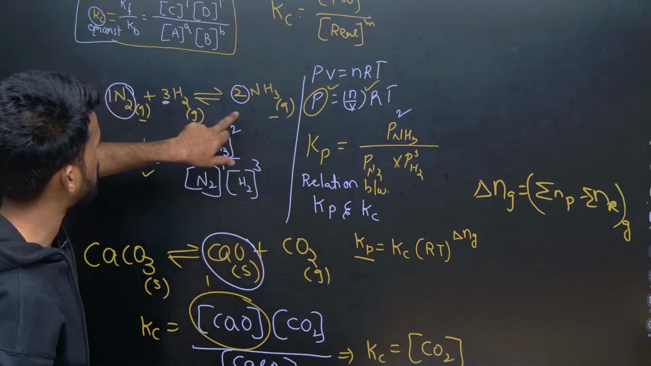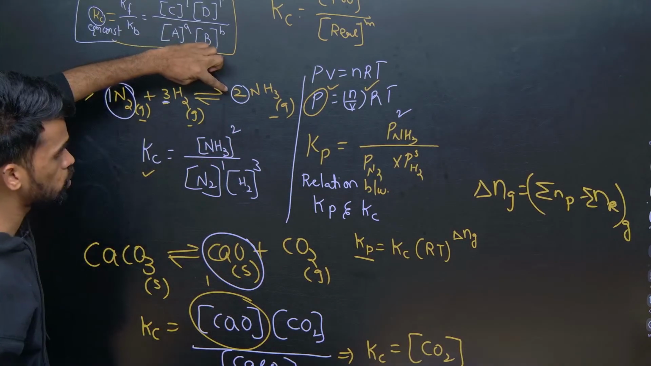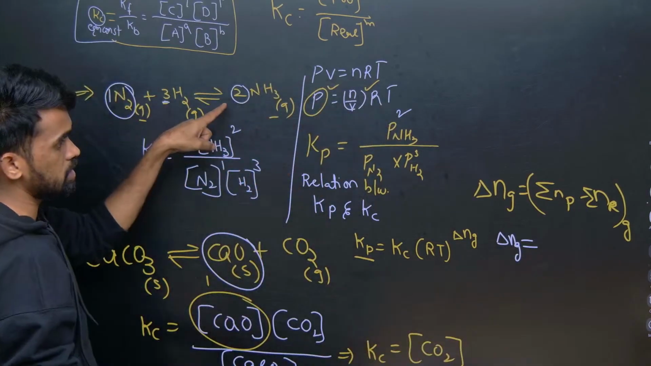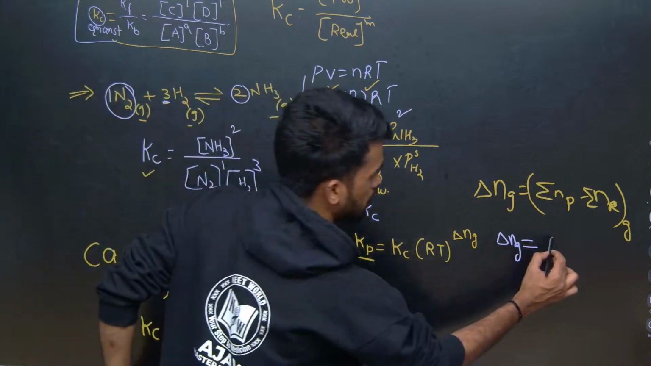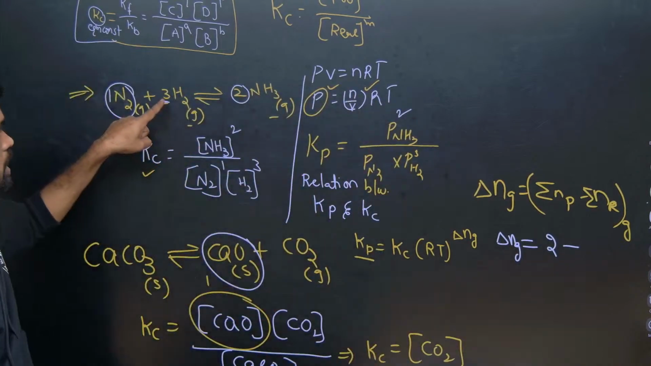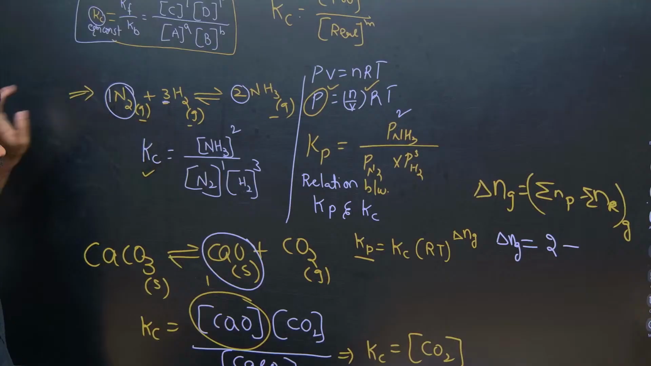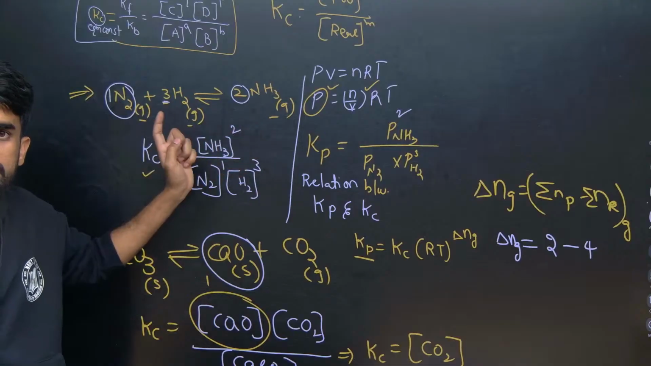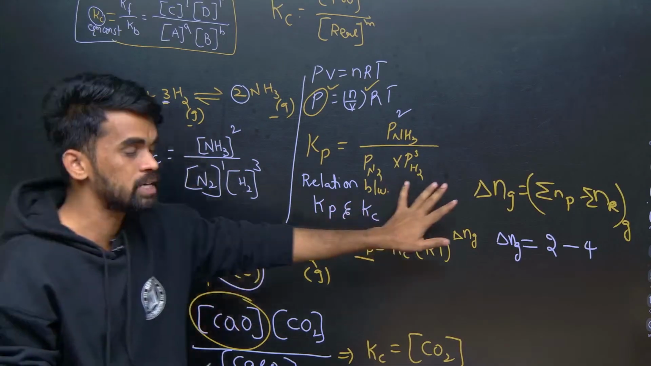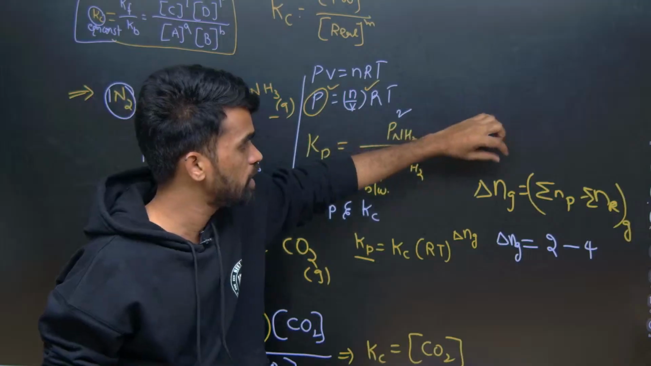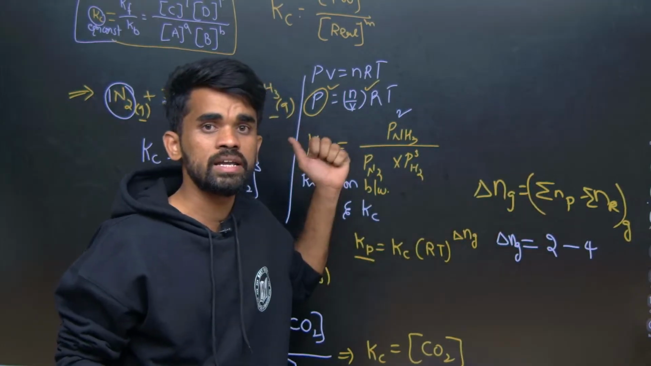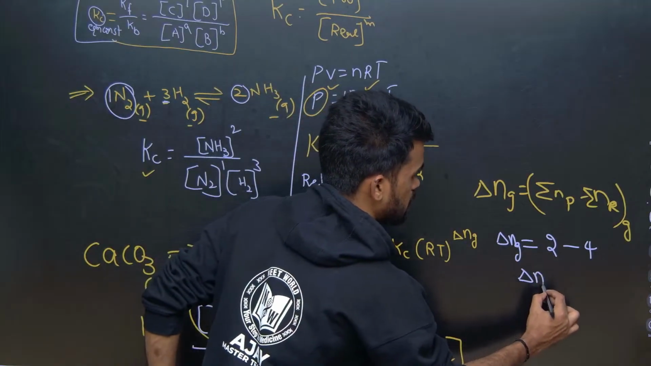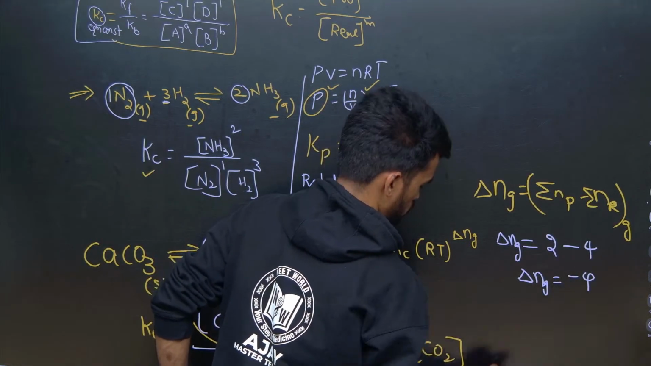So delta Ng for this reaction will be how much? Products are 2, right, so 2 minus how many reactants? 3 plus 1, so it will be 4. All of them are gases. If they are in solid, liquid or aqueous form, don't consider them for the delta Ng calculation. We have to consider only those in gaseous form. So delta Ng for this equation will be minus 2.